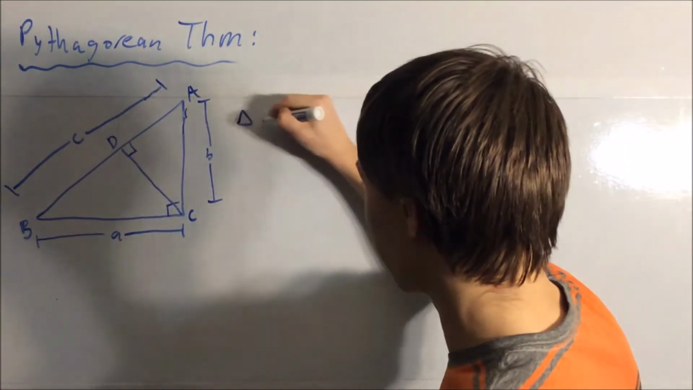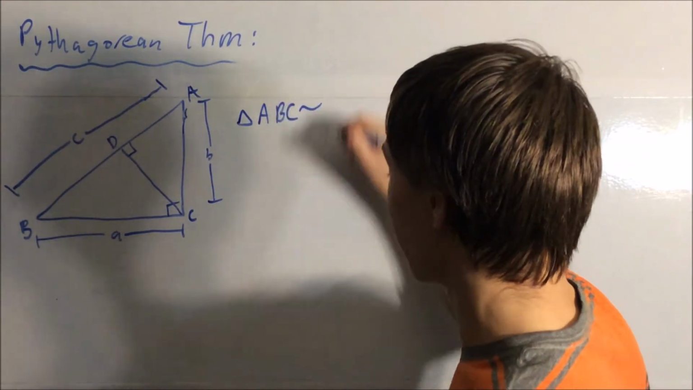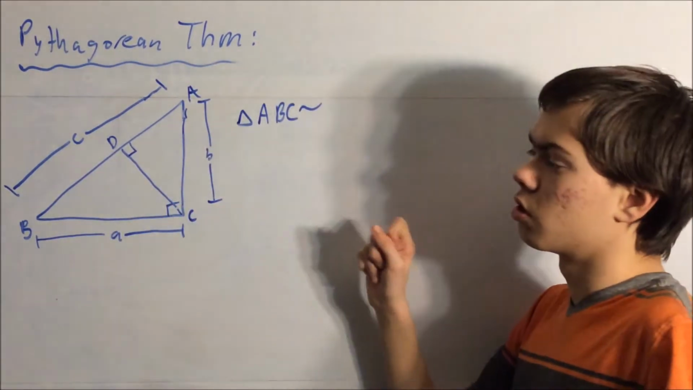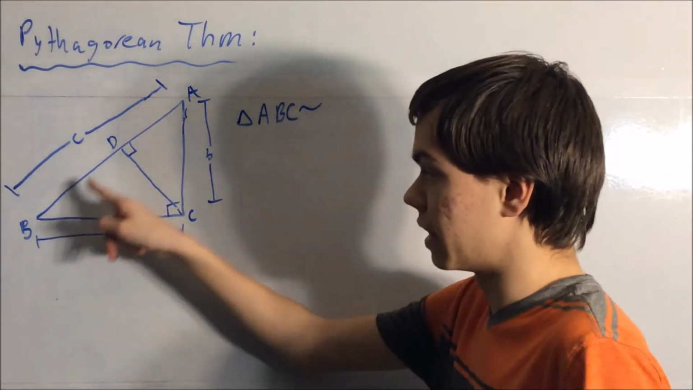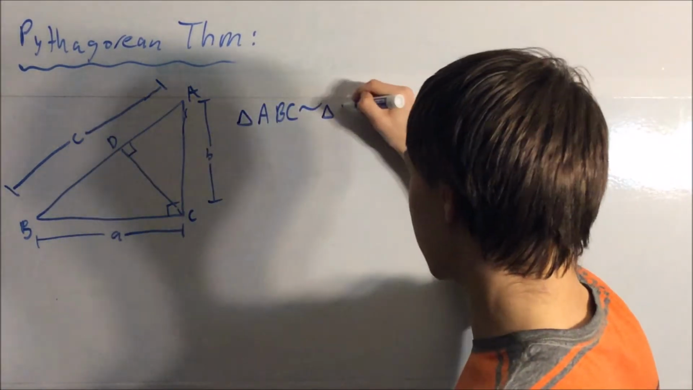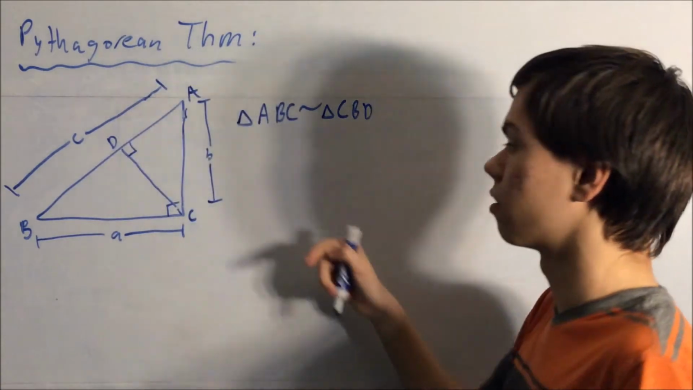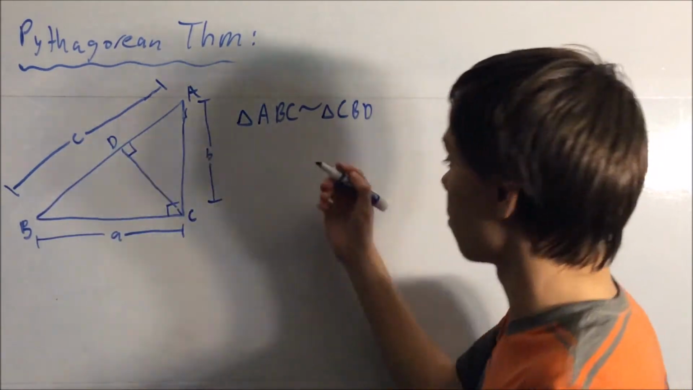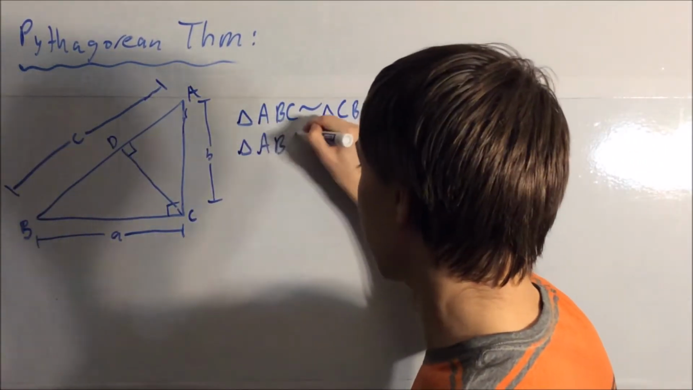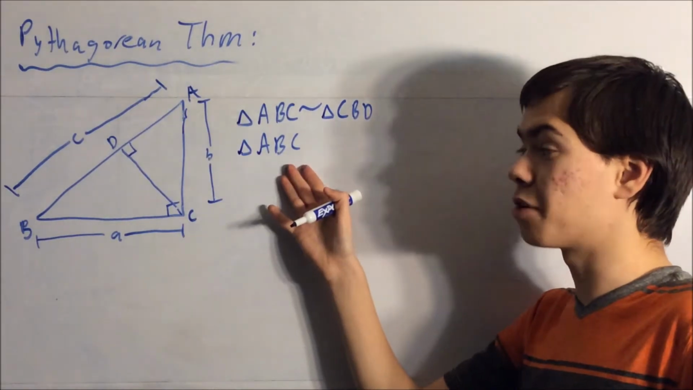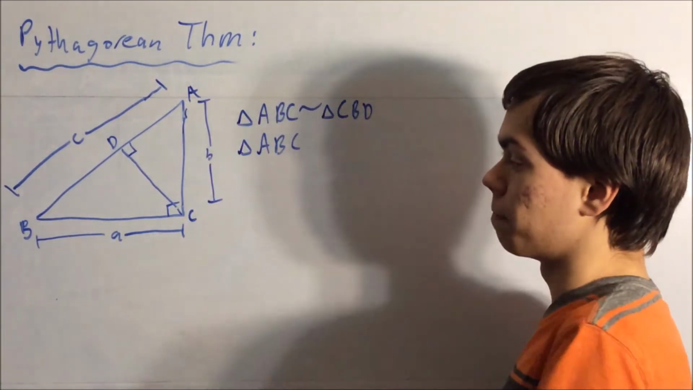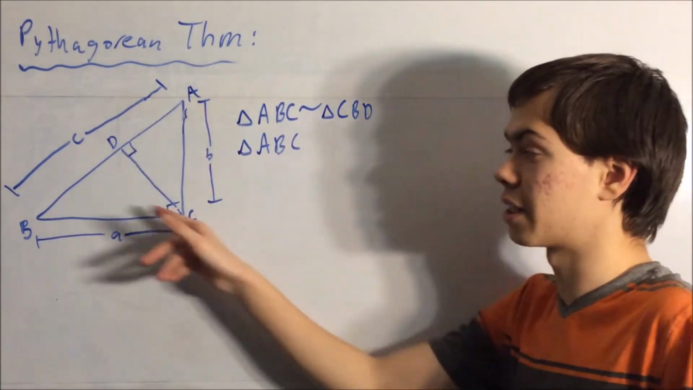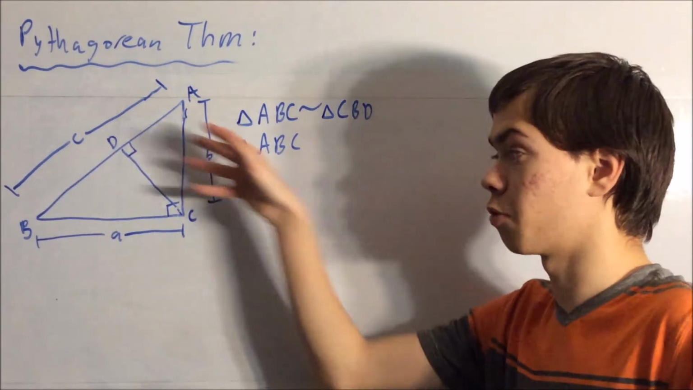So let me write that down so I know what I need to care about. So triangle ABC is similar to triangle CBD. Another thing, I'm really going to care about this main triangle. I don't care about this small triangle being similar to this small triangle. I care about the whole triangle that's around here, because those are the sides I'm drawing a relationship with.